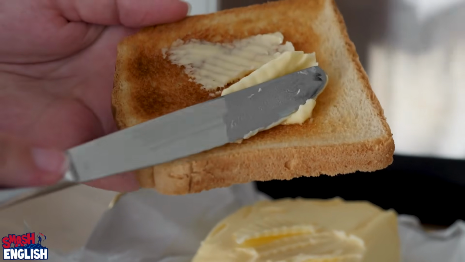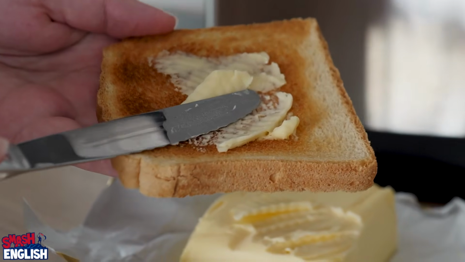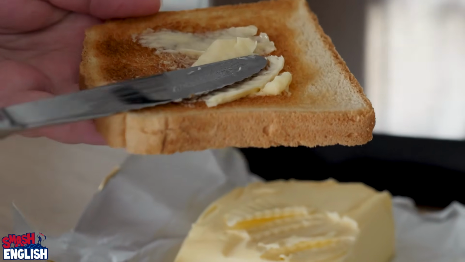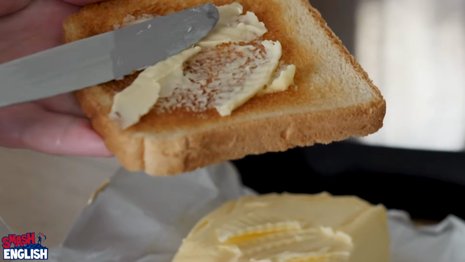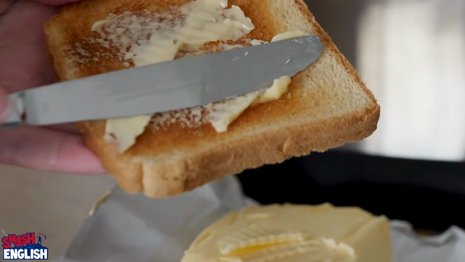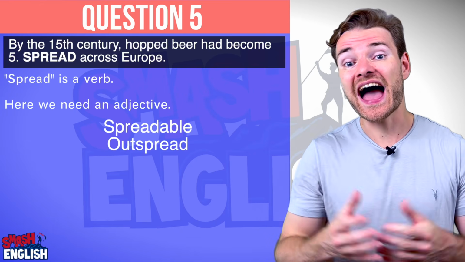Like room temperature butter, or Nutella, or jam, or cream cheese, because it's easy to spread, so it's spreadable. Another possible adjective is outspread.